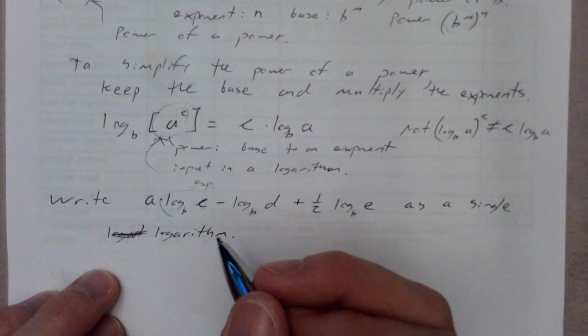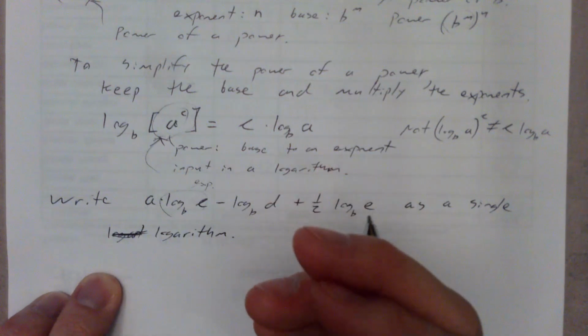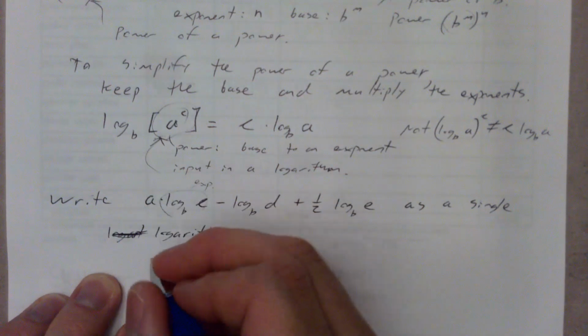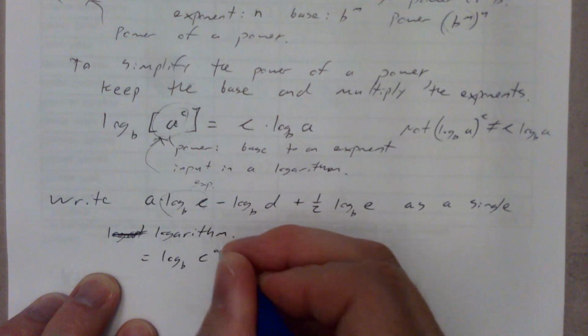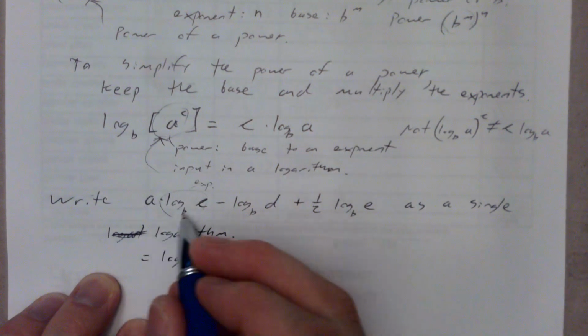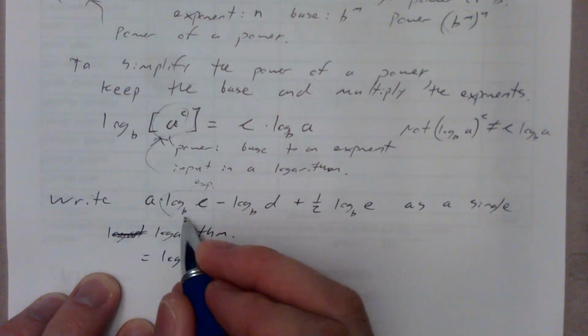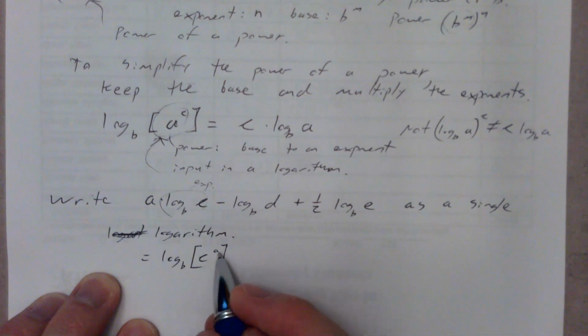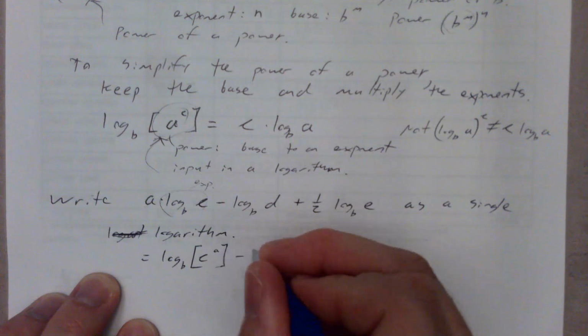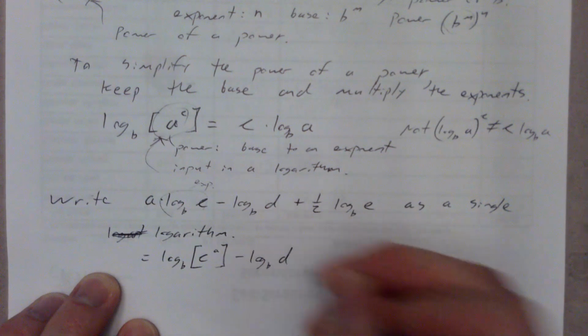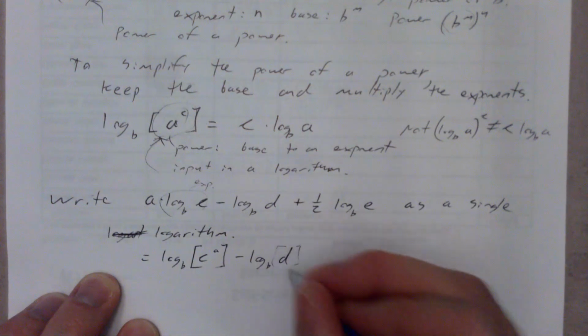The answer is in grade 9. In grade 9, when would I have multiplied exponents together? When simplifying the power of a power. So a times log base b of c is log base b of c to the exponent a. Let's hang on to this guy for one line. Doesn't look like he's doing much there. I mean, you can put brackets around it, I suppose.